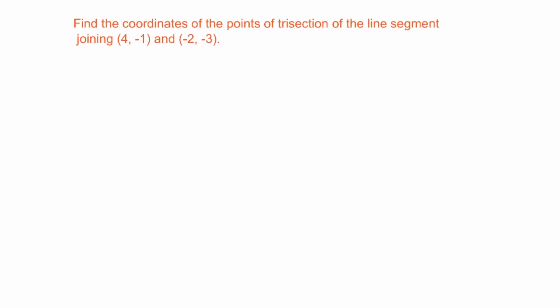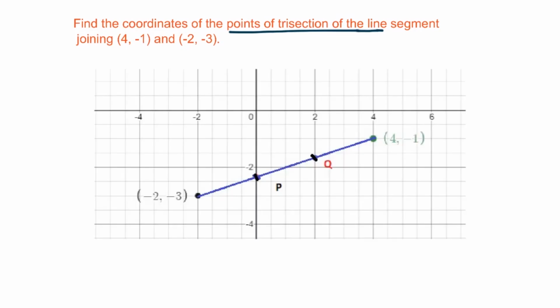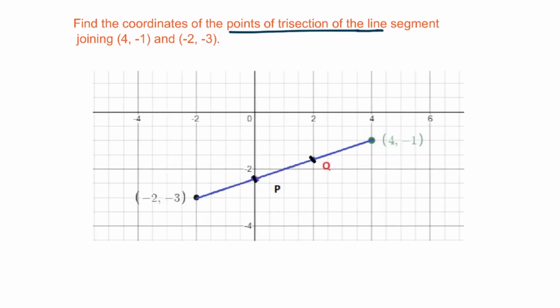Find the coordinates of the points of trisection of the line segment joining (4, -1) and (-2, -3). So we have to understand what is the point of trisection. The points of trisection are the points which divide the line segment into 3 equal parts. Let us have a look at the graph of these points of trisection.